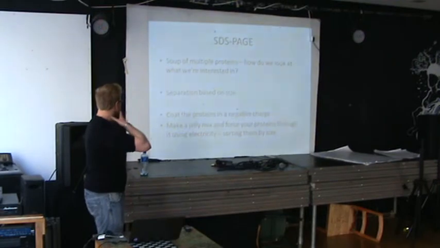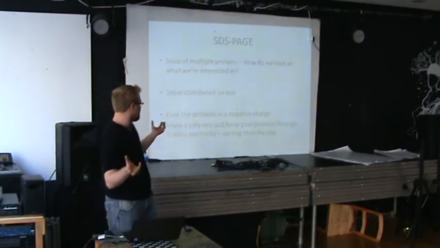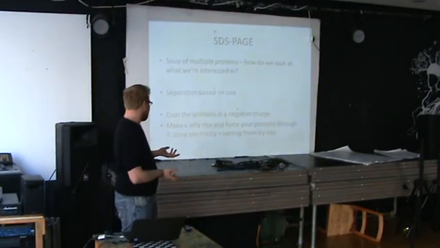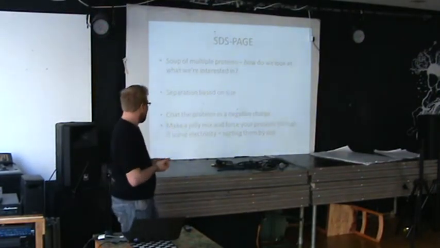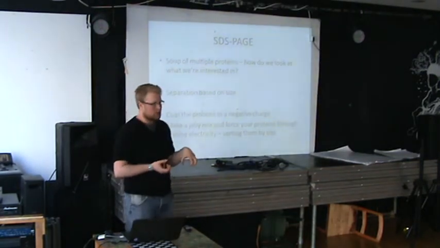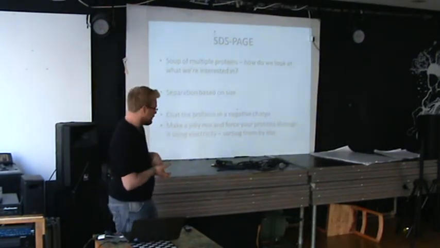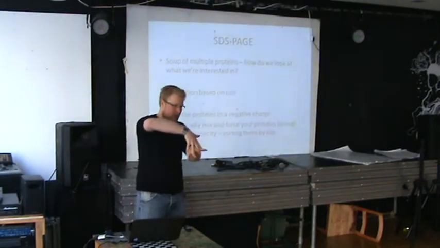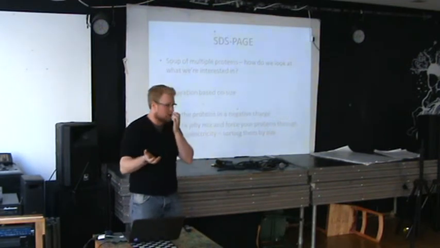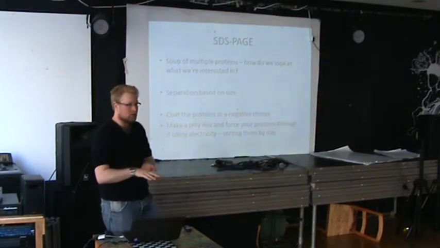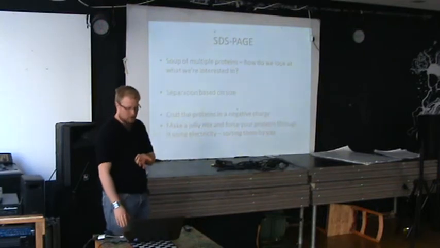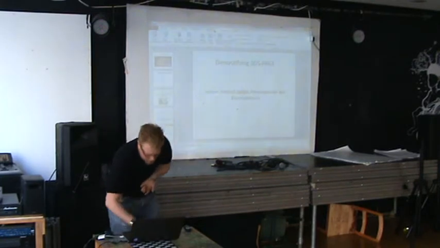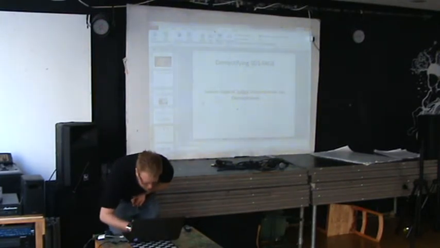So what you're going to do is you first take SDS and coat all the proteins in a negative charge, and then you make a jelly mix of polyacrylamide, and you literally force your proteins through using electricity, using voltage, to sort them by size. So you're forcing them through a gel, and they're going to separate based on size. The big ones are going to stay up near the top, and the small ones are going to go through quicker. It's just like getting sand and stones and pouring them through. So yeah, I'm going to play you this video, which shows you what that's like.